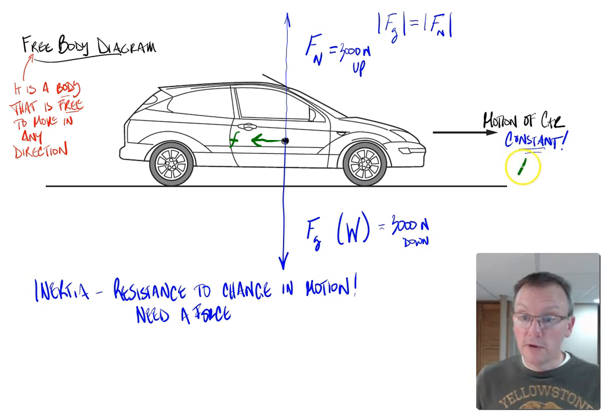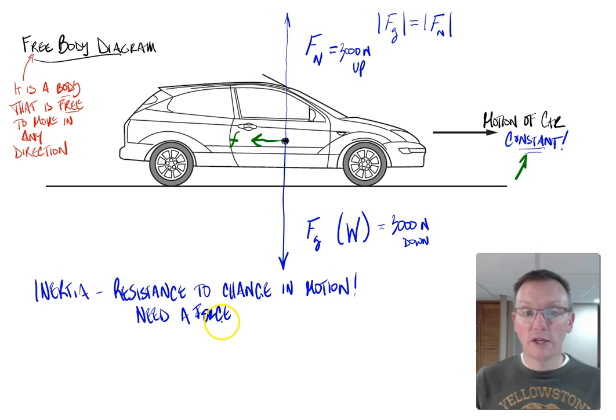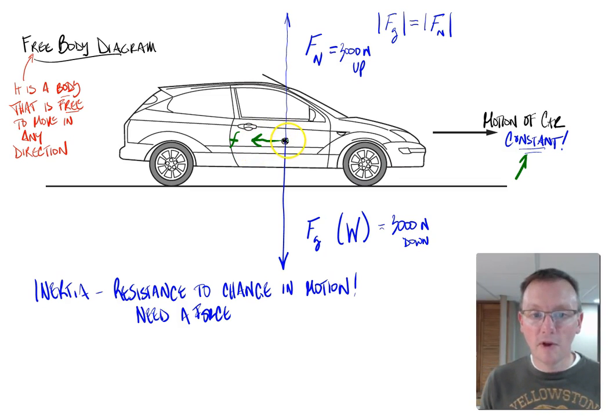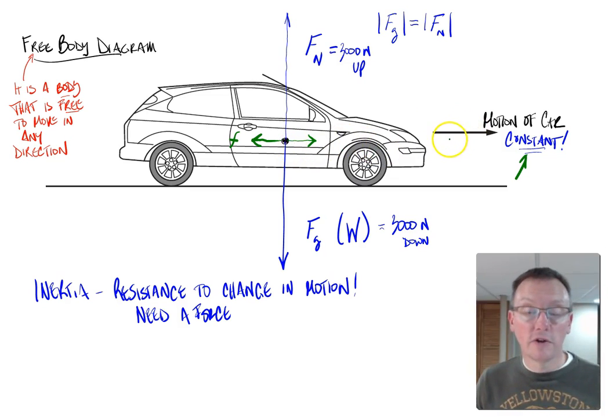But notice the car's motion is constant. What do we know? We know that it's resisting any changes in its motion, and it would need a force to be able to change that motion, a force that's not balanced by anything. This would slow it down, but it's not slowing down. So if this is not able to slow it down, then there must be some additional force acting exactly opposite to it with the same size, but applied in the direction of the car, in the car's motion. What is that force?